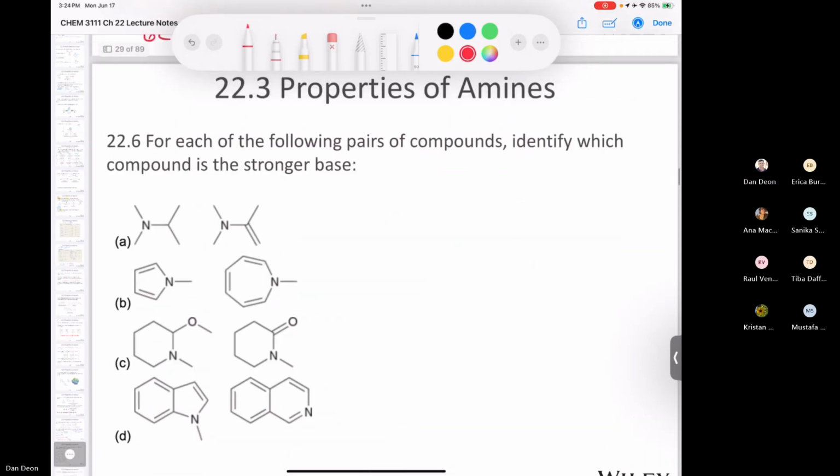Great. Now, for the next one, it says identify for each of the following pairs of compounds which one is going to be a stronger base. So if we put in all the lone pairs, we're missing a lone pair here, here, here, here, here, here, here, and here.